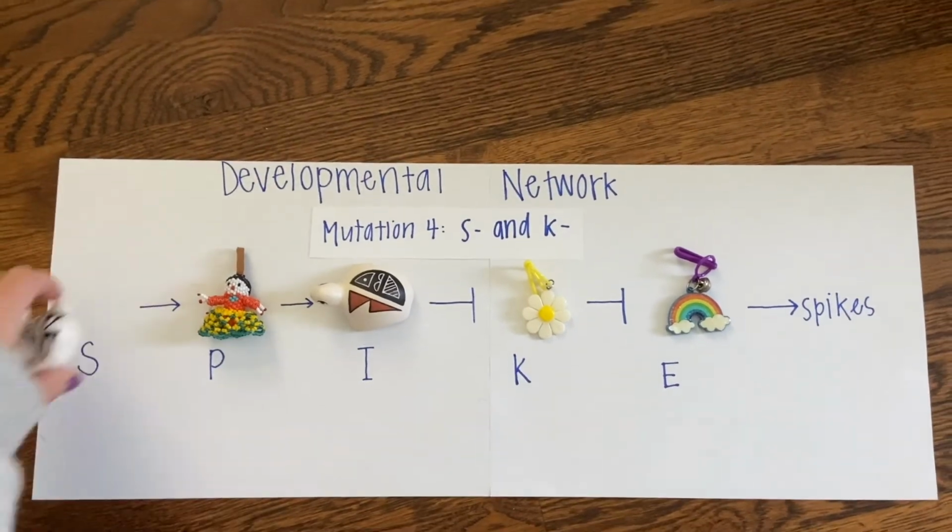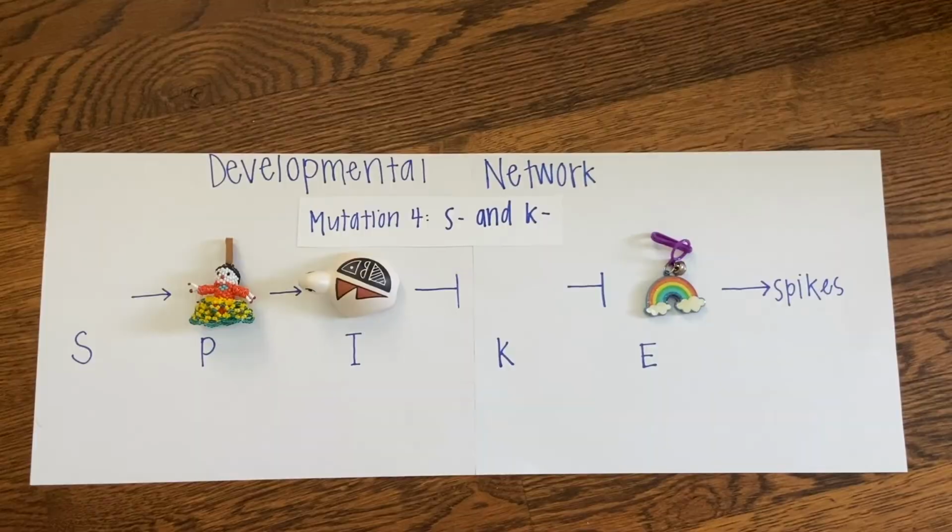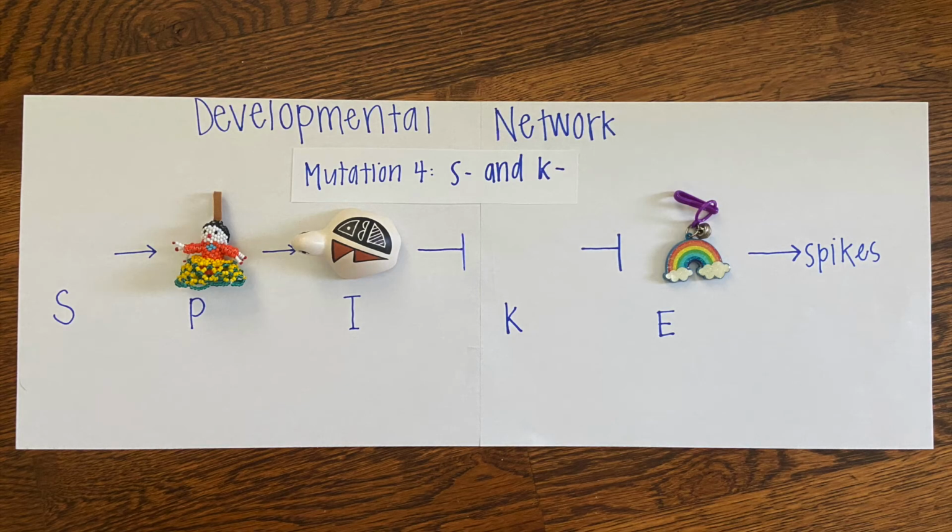The final mutation we have is a double mutation of the S and K genes. In this scenario, the S and the K genes are mutated, so the cat and daisy are taken away from the pathway. With the cat absent, the doll is not activated, which then can't activate the turtle. If the turtle isn't activated, it won't inhibit the daisy, but since the daisy is mutated, that is okay. Since the daisy is mutated, it can't inhibit the rainbow, and therefore the rainbow can activate spikes. So with this mutation, spikes are developed.